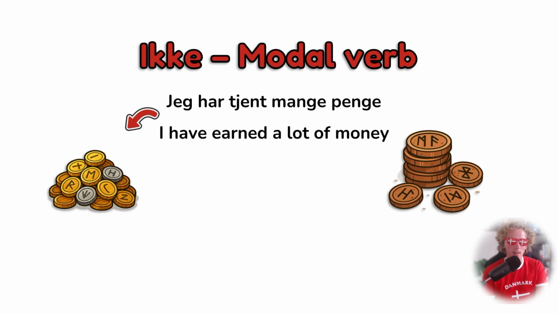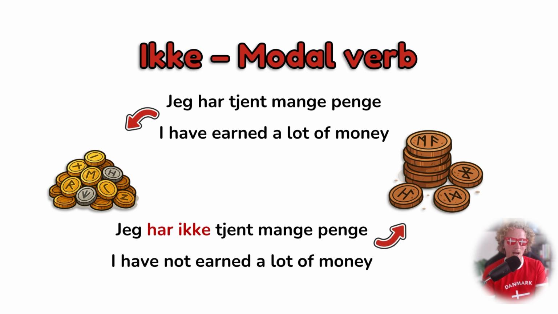Now let's take another example here. Jeg har tjent mange penge. I have earned a lot of money. Jeg har ikke tjent mange penge. I have not earned a lot of money. We see again here, har is the auxiliary verb. The negation comes after har, and not after tjent, which means to have earned.